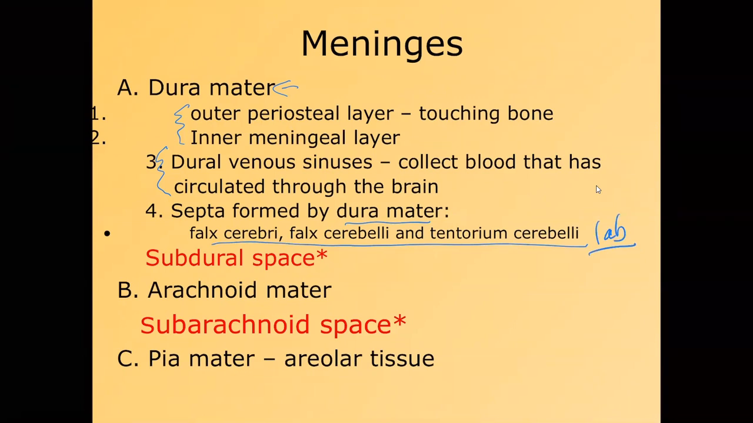Okay, now below the dura mater, we have the subdural space, right? And then we have the arachnoid mater and that subarachnoid space, and then the pia mater, which is actually areolar tissue, and it's just laying right on top of the brain. It looks kind of shiny on the brain.